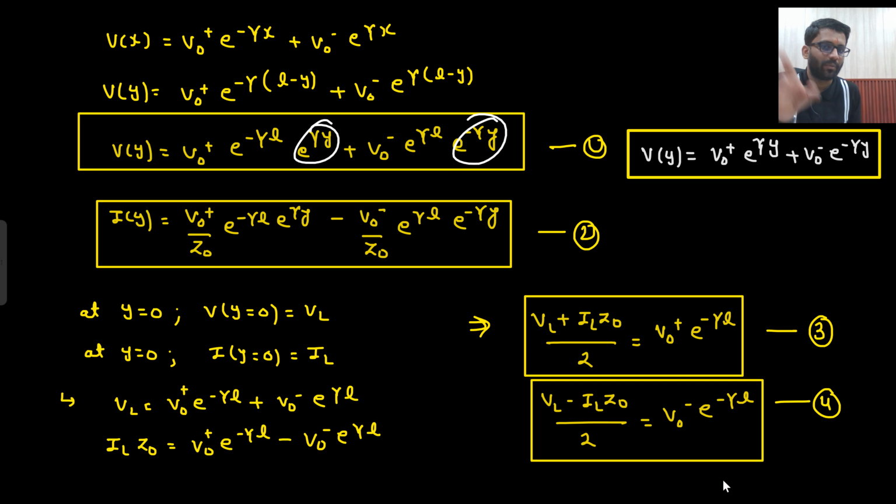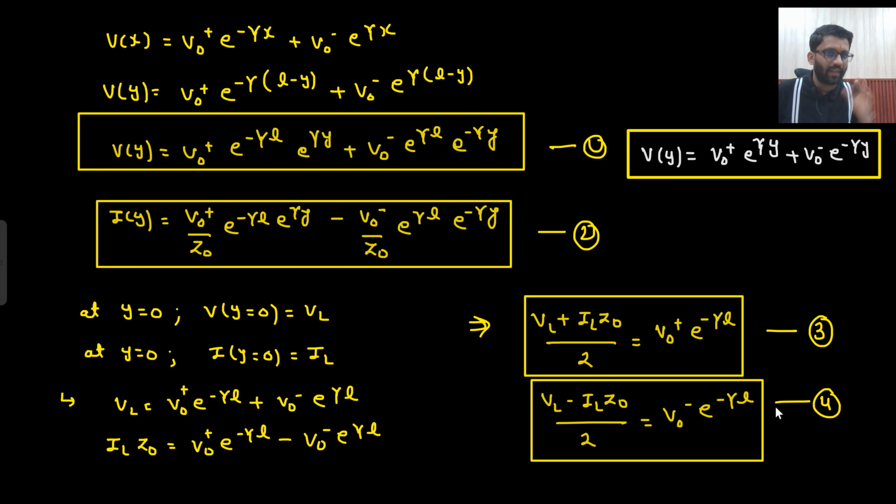So this term will be gone, this term will be gone, because these two terms will become 1. Same goes for Iy. I will get IL, and then this Z naught will be multiplied here: IL Z naught equals V naught plus e to the power minus gamma L minus V naught minus e to the power minus gamma L. Now if I add both of the equations, then I will get this expression: VL plus IL Z naught by 2 equals V naught plus e to the power minus gamma L. If I subtract both of the equations, then I will get this expression. So these are equations 3 and 4. Is that clear to you?